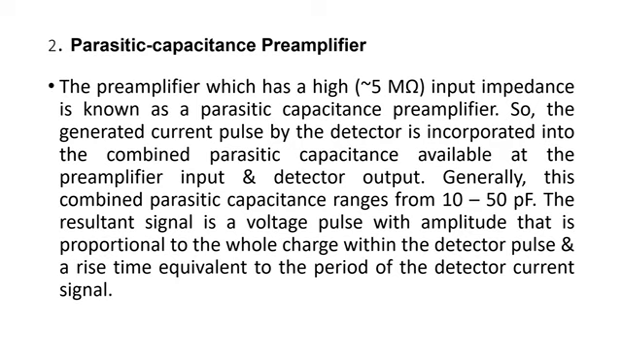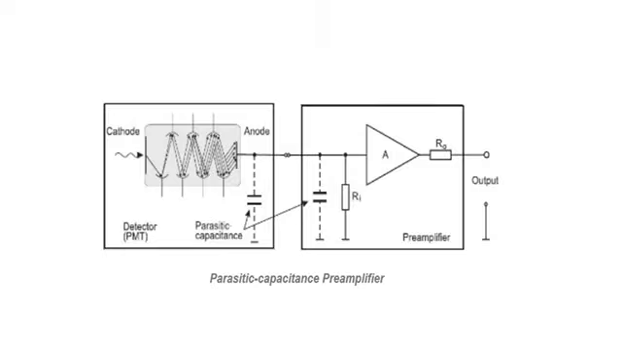So the resultant output of the amplifier is a voltage pulse. It is not a current pulse, it is a voltage pulse. It has an amplitude which is proportional to the charge taking place in the detector pulse, and the rise time is equivalent to the period of the detector current signal. This is called a parasitic capacitance preamplifier. You can see that this is the detector cathode, this is the anode, this is the parasitic capacitance, and it has been given to the amplifier.